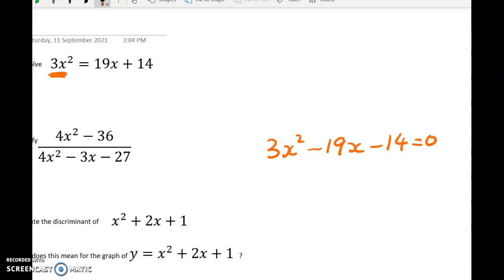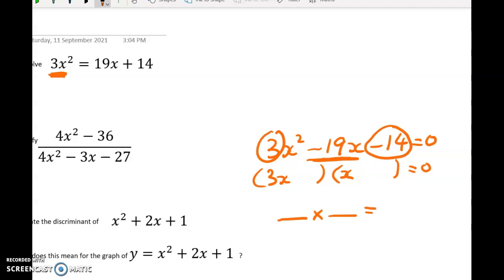Now you might be able to do this by guess and check, where you go straight into the brackets and you spot the numbers. It's got to be a 3x times an x, and there's got to be a plus and a minus. But I'm going to use this to give you some practice at the grouping method, which is where we somehow split up that middle term. So we want two numbers that times together to give me a times c, right, which is negative 42, and two numbers that add together to give me the middle number, which is b.